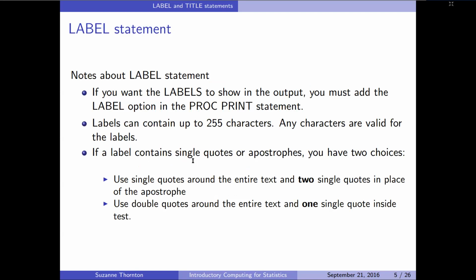If you want the labels to show in the output, you must add the label option in the print procedure statement. The labels can contain up to 225 characters. Any characters are valid for labels. If a label contains single quotes or apostrophes, you have two choices. You can either use single quotes around the entire text and two single quotes in place of the apostrophe, or use double quotes around the entire text and use one single quote inside the text.